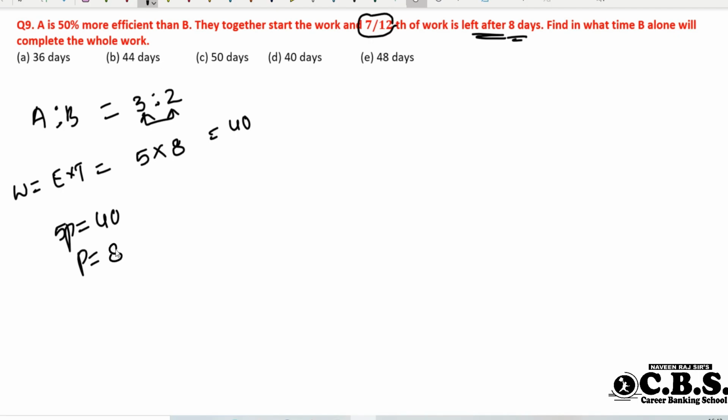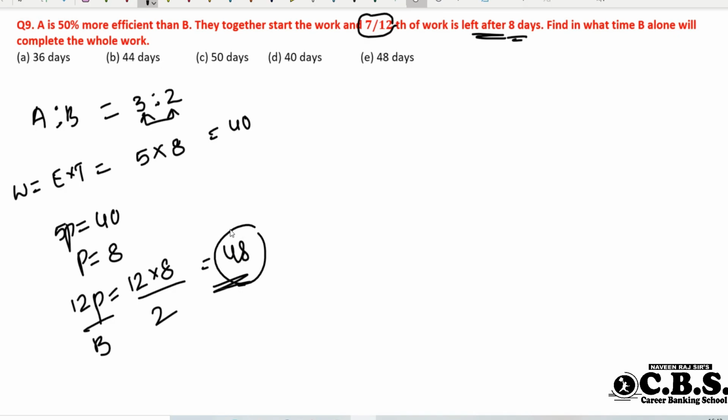1 part is how much? 8. The total work is how many parts? 12 parts. Nothing but what? 12 into 8. This is done by B alone. What is the B efficiency? 2. So nothing but what? 48 days. This is an easy concept to do the question.